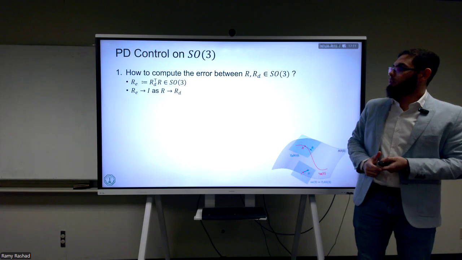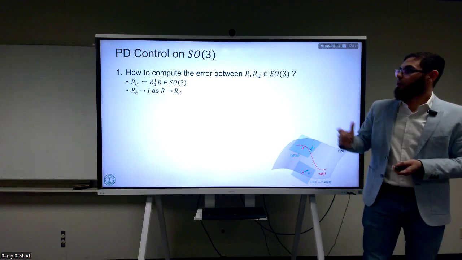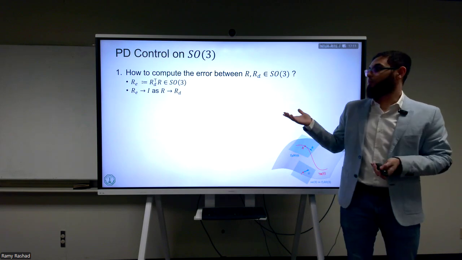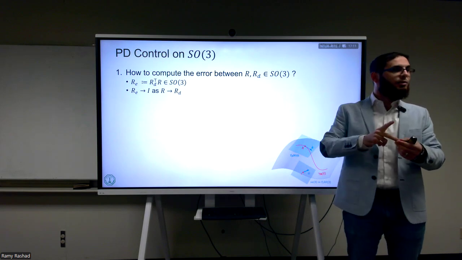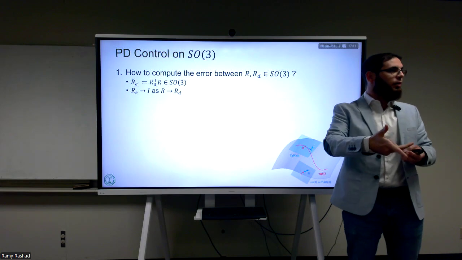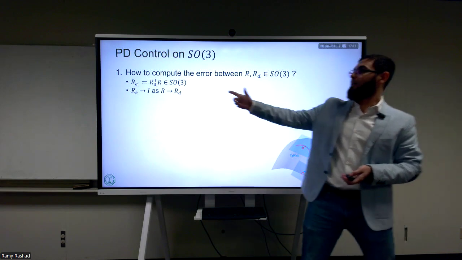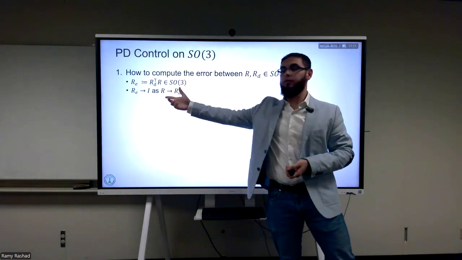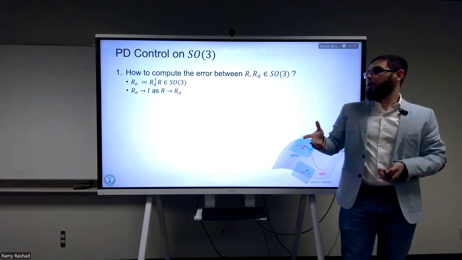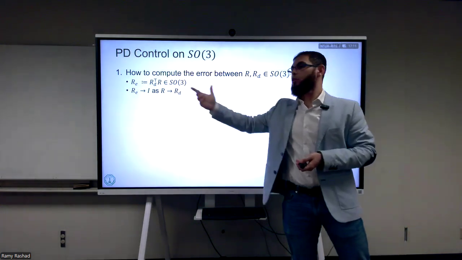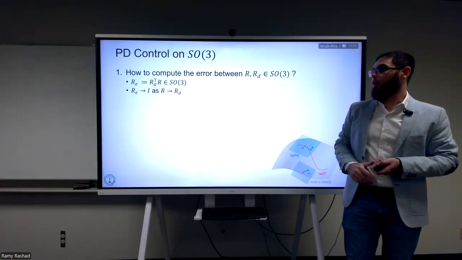And this is what we did last time. The error between R and RD is simply given by RD transpose multiplied by R. So it's the relative orientation between the actual body fixed frame and the desired body fixed frame. And our goal is that RE, the error rotation, would converge to the identity as time goes to infinity, which is equivalent to having R go to R desired.